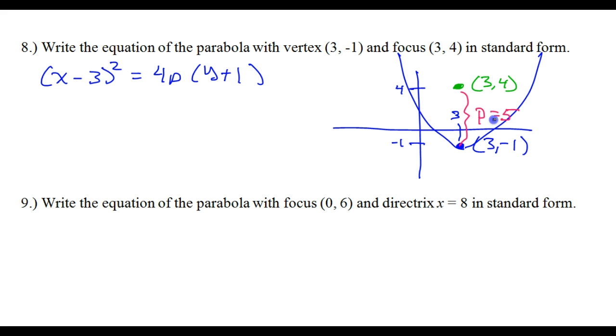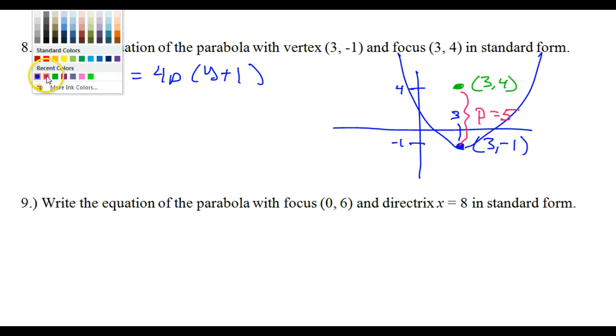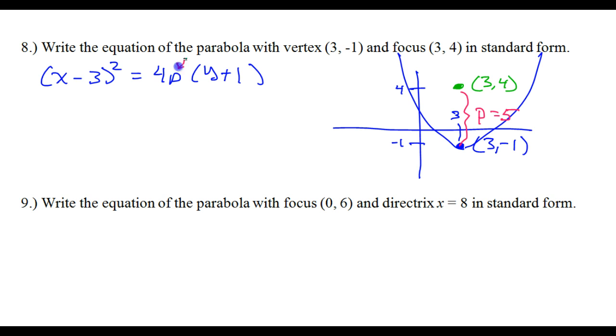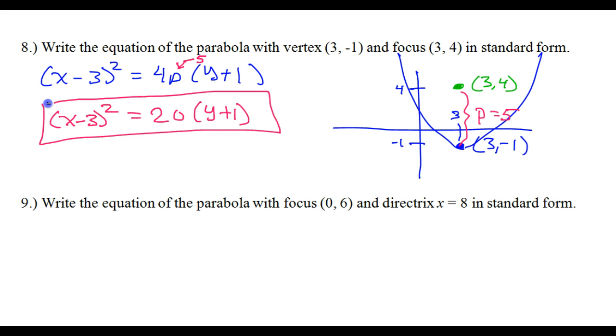Now all I need is this p-value, but I already know that p is 5. So that's going to make this 20. That's why the final answer is (x − 3)² = 20(y + 1). And notice the positive 20 means it's facing up.